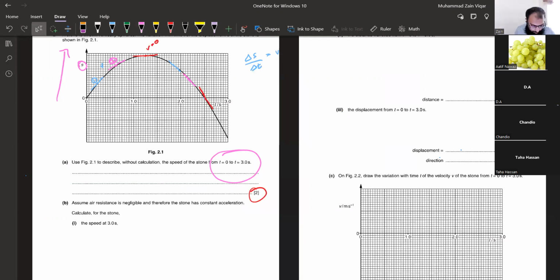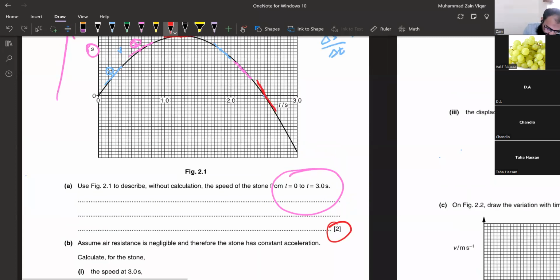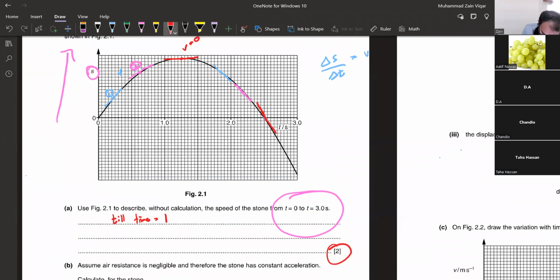Write the answer for 2A on the paper. Okay, so I'll just tell them that till time equals 1.25 seconds, speed decreases. Or then we write that speed increases after 1.25 seconds. Okay, so that's how you write this.